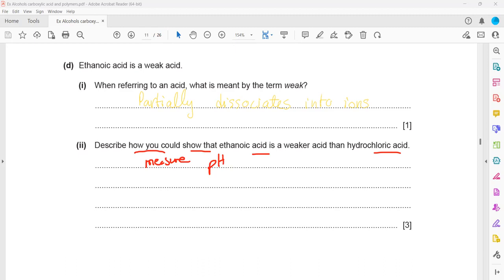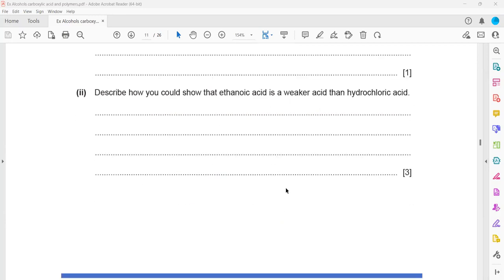The second mark is for the comparison. The pH will be less than 7 for both of them, because both of them are acids. But for hydrochloric acid, it will be lower as compared to ethanoic acid. You can mention hydrochloric acid pH 1, ethanoic acid might be pH 3.5 or 4 or 3. Or you can add carbonate; the one which gives rapid effervescence is the stronger acid. So with hydrochloric acid, it will be rapid. Or you can measure the rate of reaction by collecting the gas given off.